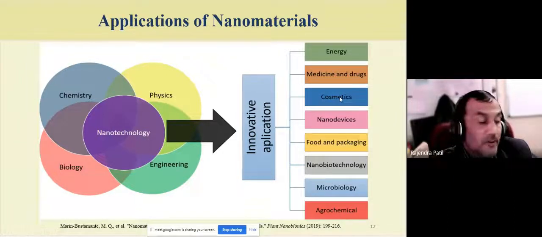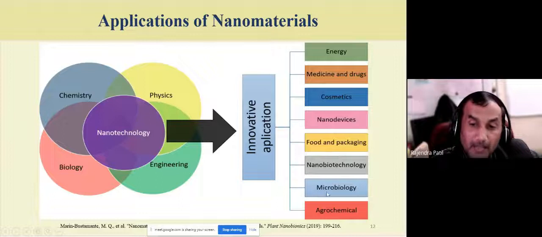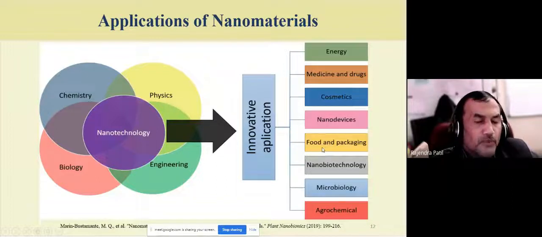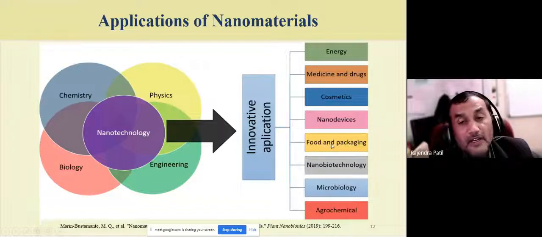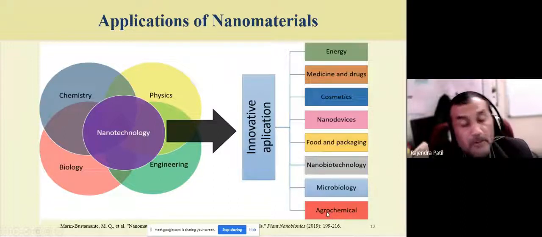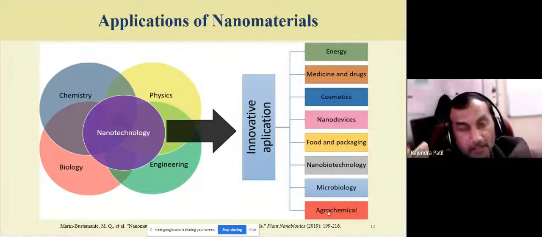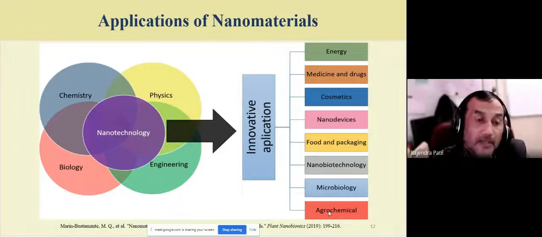In the cosmetic industry, the use of nanomaterials has increased drastically in the last decade. In agrochemical and food packaging industries as well, nanomaterials have just been introduced. Now most food packages are wrapped with a nanomaterial covering, so that their shelf life is not only preserved, but they are not destroyed by microbial attack as well. And in the agriculture field, nanomaterial is used extensively. In fact, you will be astonished to see that nano urea and nano fertilizers are being sold in the market these days, and they have tremendously improved the farms.